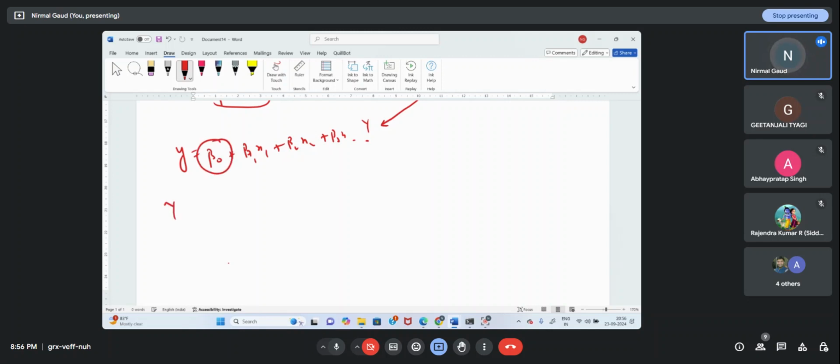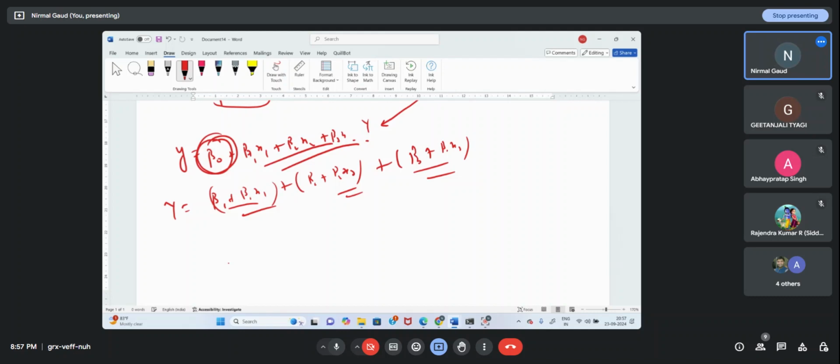Why are you not writing y equal to beta 1 plus beta 1 x1, beta 2 plus beta 2 x2, beta 3 plus beta 3 x3? Sir, everyone's slope and intercept should come, right? For every one. But you are only writing beta naught and the rest you are writing with a slope. So the answer to this question is: for simplicity.